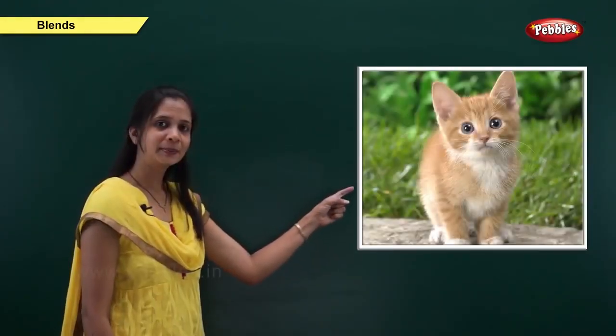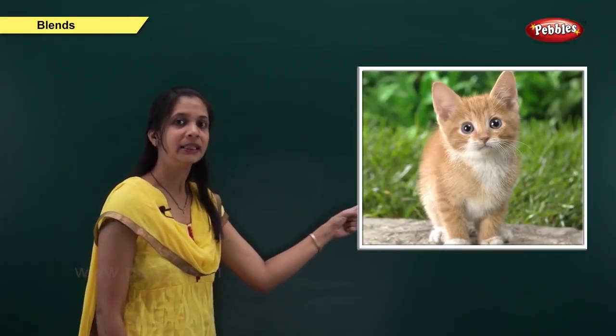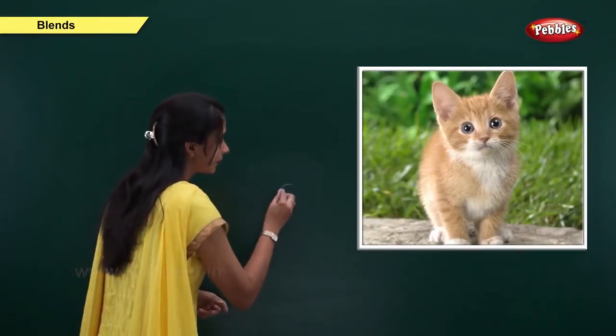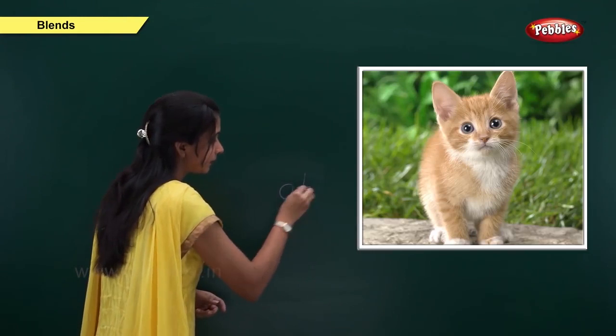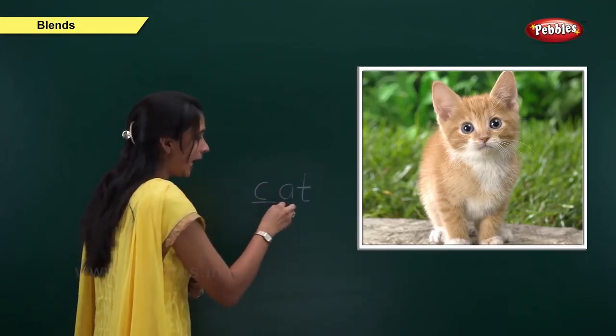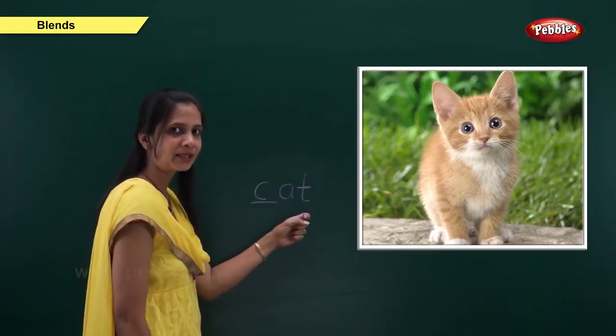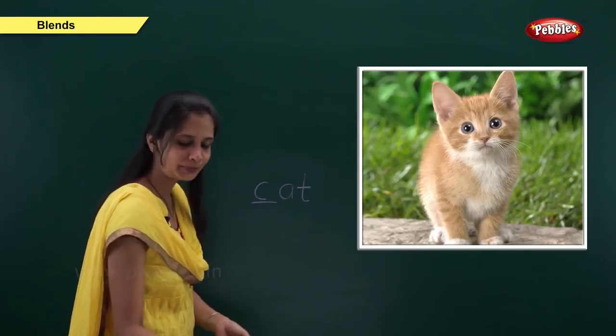What is this? So beginning sound is K. Yes, it is. Here it is C. K-A-T. C-A-T. Cat. Okay. Now next one.